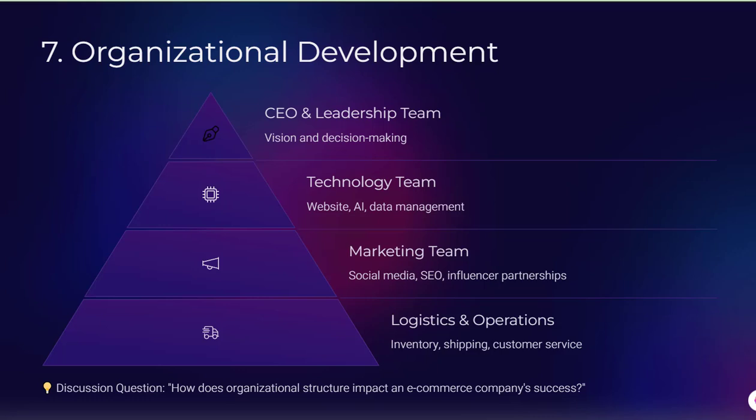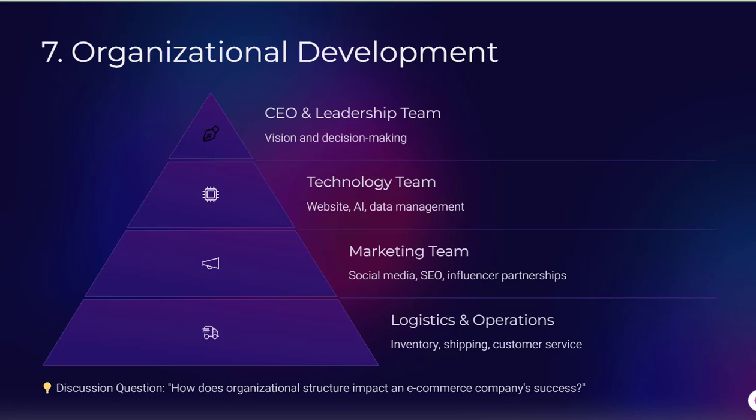We will look at number 7 of the elements of the e-business model. That's organizational development. The organizational structure of an e-commerce company is critical for its success. At the top, you will see the CEO and the leadership team, who set the vision and make the key decisions.